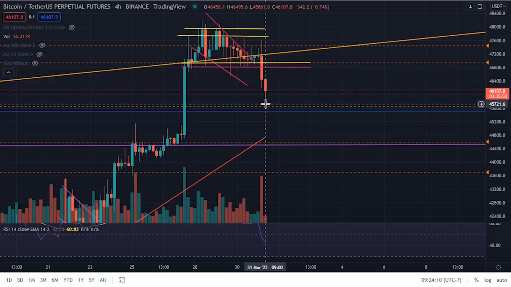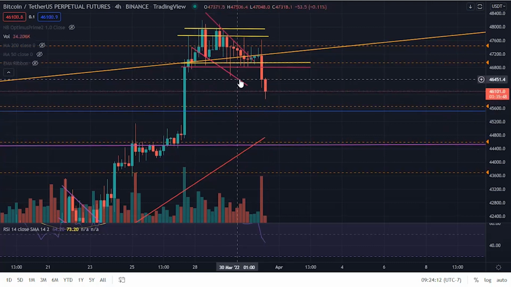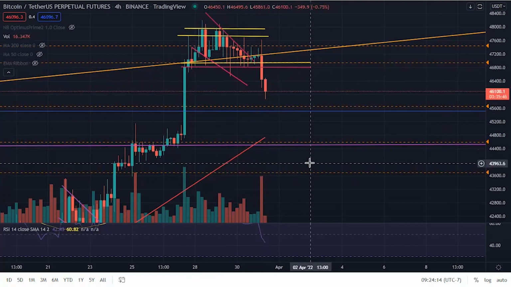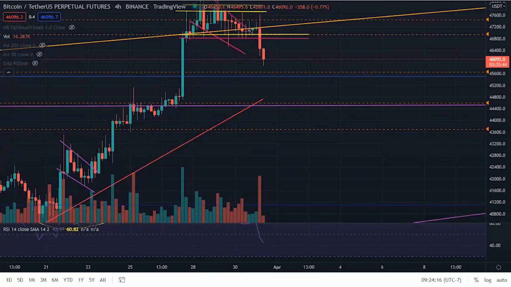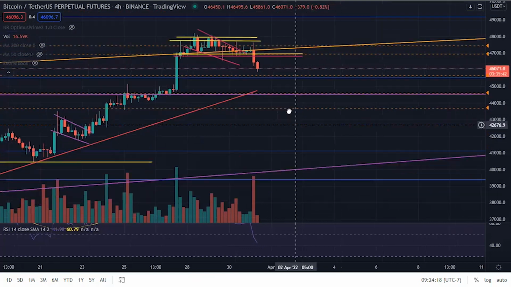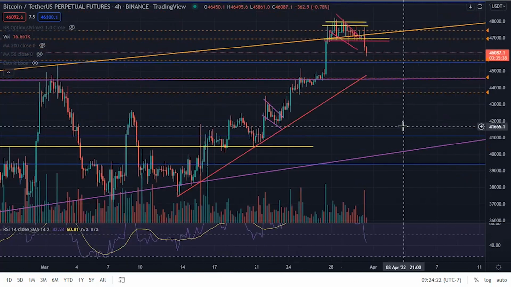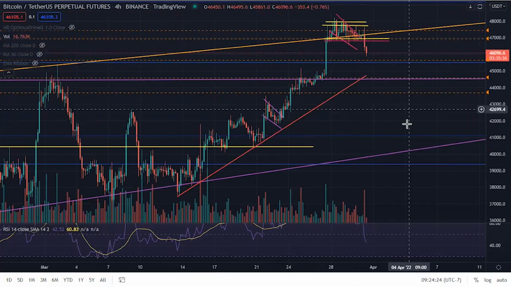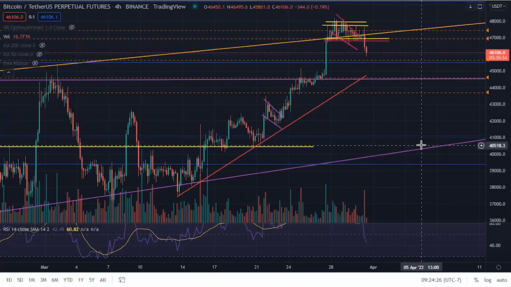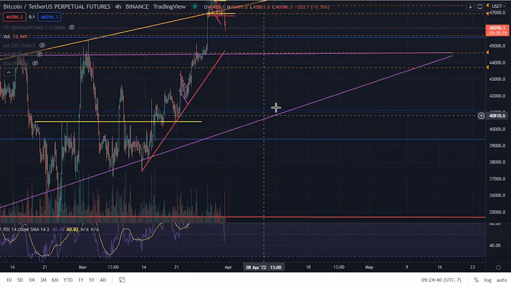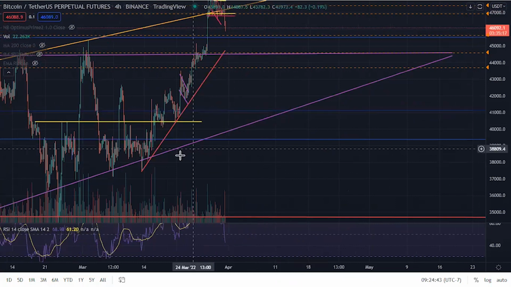If we don't close above it on the daily time frame, then this is not a good sign. I expect the price to keep crashing all the way down to the next huge support, which would be at around 40,500. So yeah, this would be where the next huge support is.